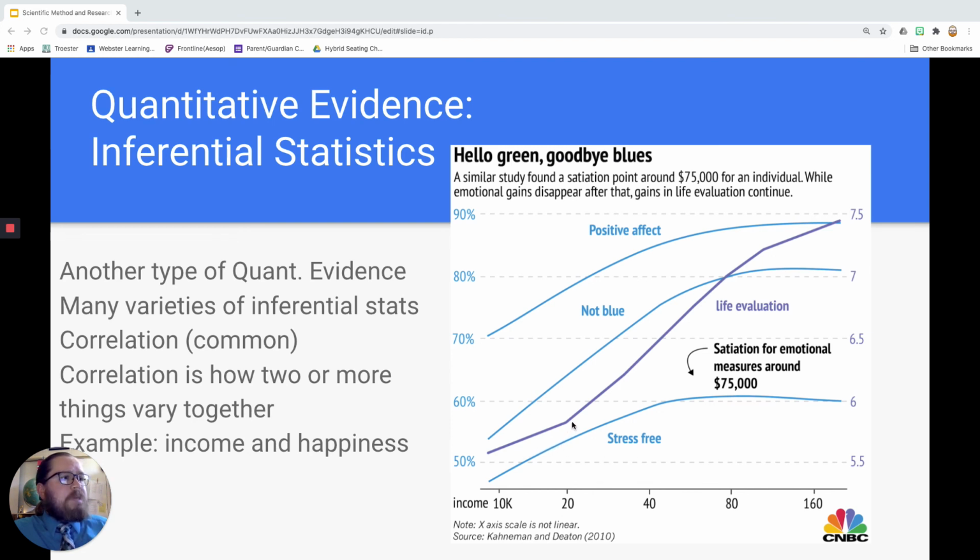Now, there's a bigger jump here between $20,000 and looks like about $100,000 in income. There's a pretty steady rise in life evaluation, how people feel about their life. We see both of this and the tendency for people to feel more positive as opposed to stress-free. Some of these things level off as income goes up. But there is a relationship. And that relationship in general is that more income, to a point, means more life satisfaction, more happiness.